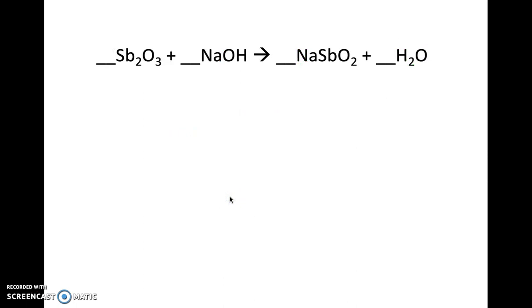Okay, this one, Sb2O3 plus NaOH makes NaSbO2 plus H2O. Okay, whoops. You're going to go ahead and balance that yourself.